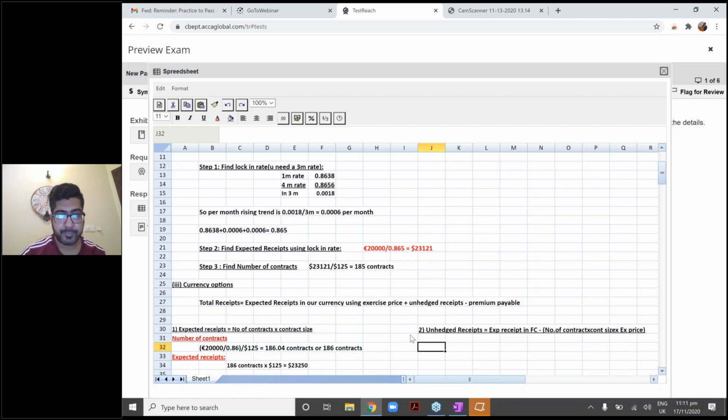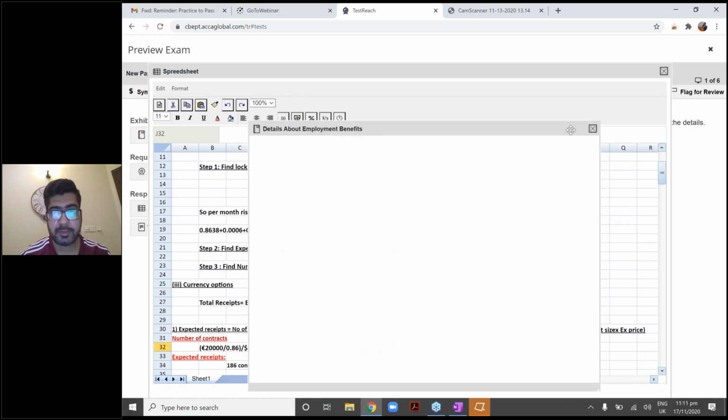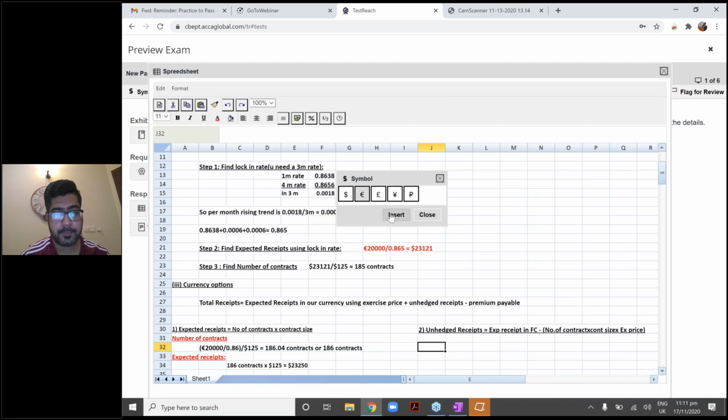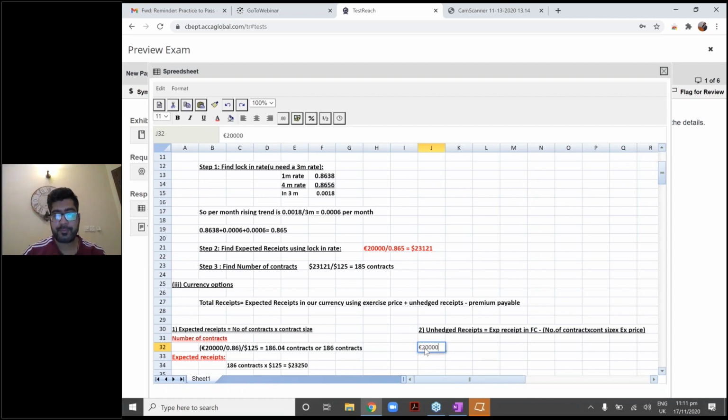Now listen to this carefully. Okay, I'm finding unhedged receipt. How much is the expected receipt in foreign currency? The expected receipt in foreign currency is euro 20,000 minus, how many contracts did you take? 185 into what was the contract size? Dollar 125 multiply by what was the exercise price? 0.86, right?